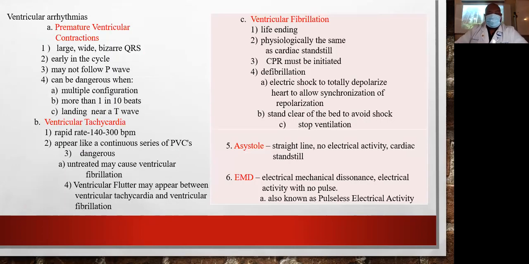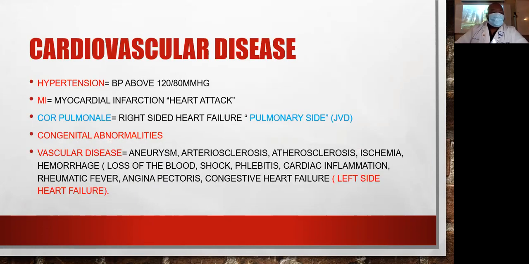All right, so this is what we just talked about here in words, if you want to go back and look at that. All right, diseases. We talked about some cardiovascular diseases. You got hypertension, which is a blood pressure above 120 over 80, MI for heart attack. Cor pulmonale will be a right-sided heart failure. You can also have some congenital abnormalities that babies are born with, right? Sometimes babies are born with congenital abnormalities.